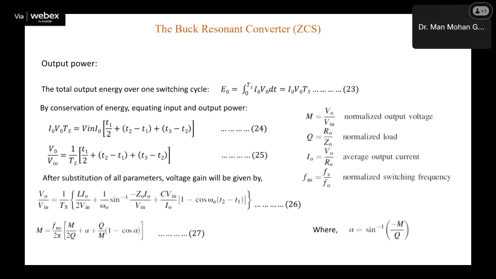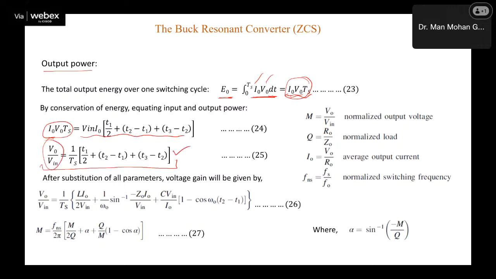Now next is output power. So what is the output power? Output energy, we know I naught V naught into dt, I naught and V naught are constant. So this is I naught V naught into Ts. So this is the output expression, right? So we equate the output energy and the input energy. As this is the ideal case, both should be equal. If we make it equal, then we get this expression for the voltage gain, right?